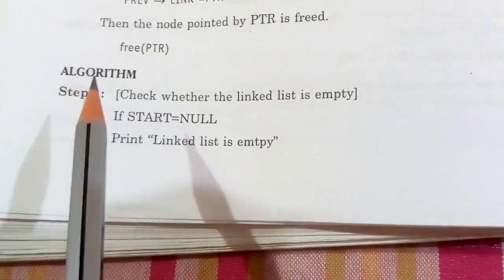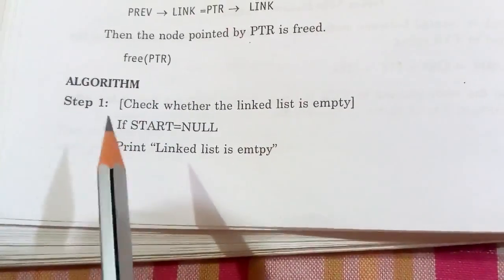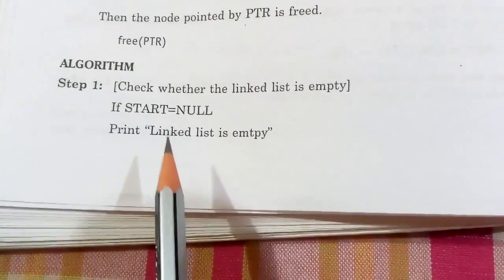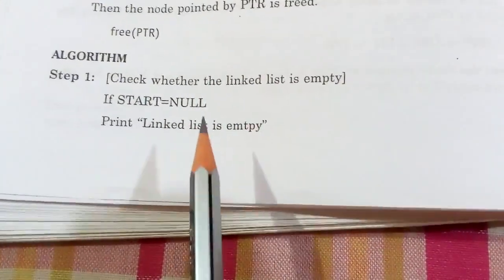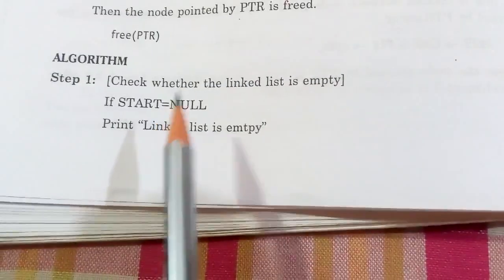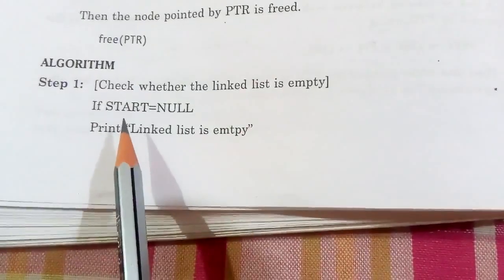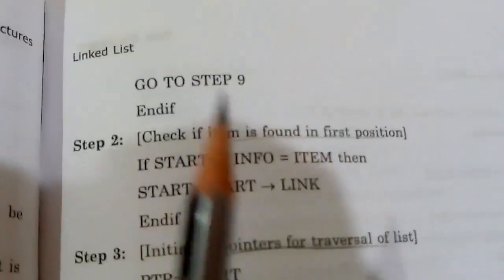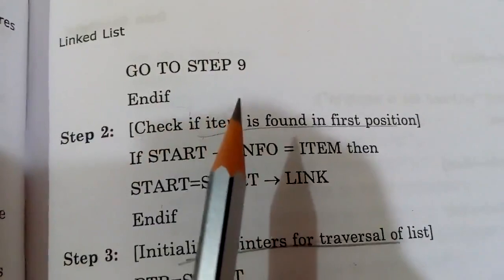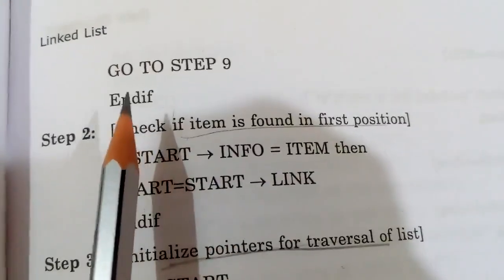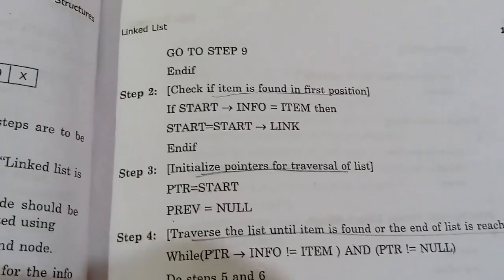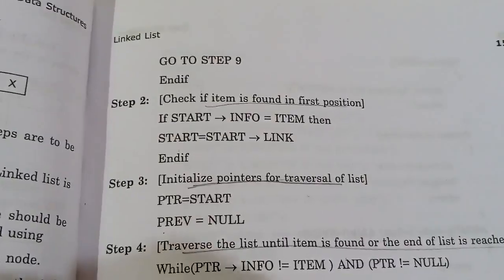Next, the algorithm to delete a node when the item is specified. So first step, if the linked list is empty, that is, start is equal to null, then it prints a message that the linked list is empty, and go to step 9, end if. Step 9 is exit. So first, we are checking the condition that the linked list is empty.